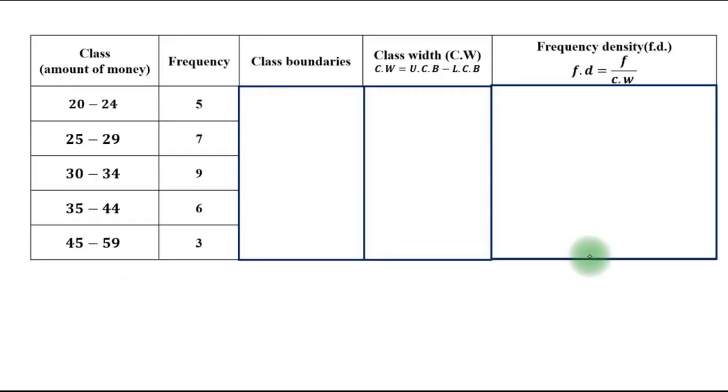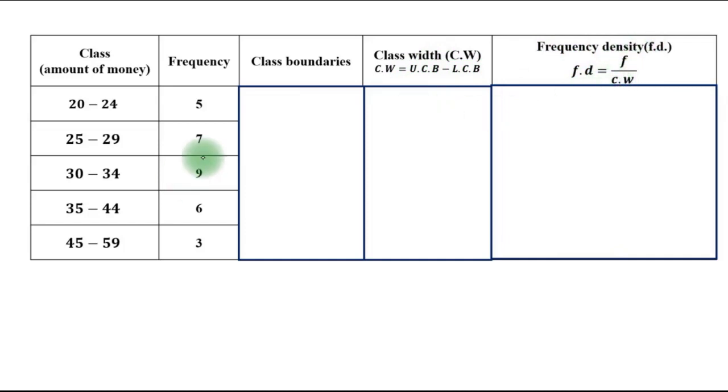Just to draw the histogram, this is very important. Initially we have the class amount of money and the frequency, so we need to have a class boundary, class width, and frequency density. Class width we get by subtracting the lower class boundary from the upper class boundary, and frequency density we get by frequency divided by class width.